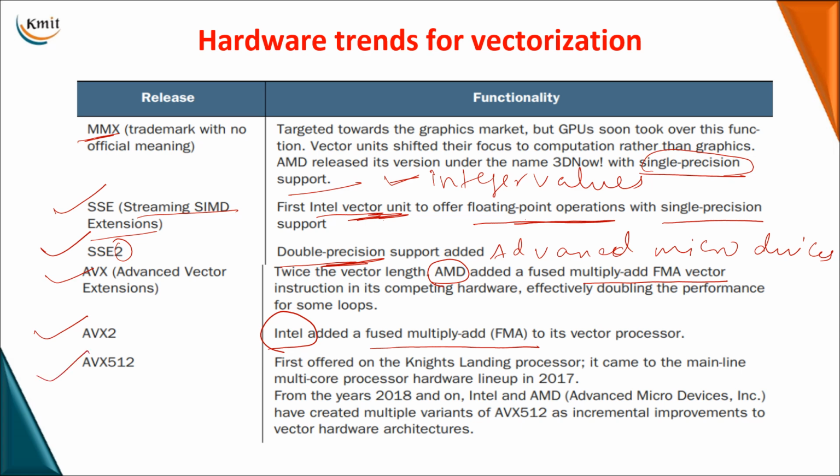And lastly, they went for AVX 512, Advanced Vector Extension 512. When you see this 512, it is nothing but the number of bits of precision they were using while performing floating point operations. It was developed by both Intel and AMD, and they have developed various variants of this AVX. So these are the different hardware trends that are being used for vectorization.